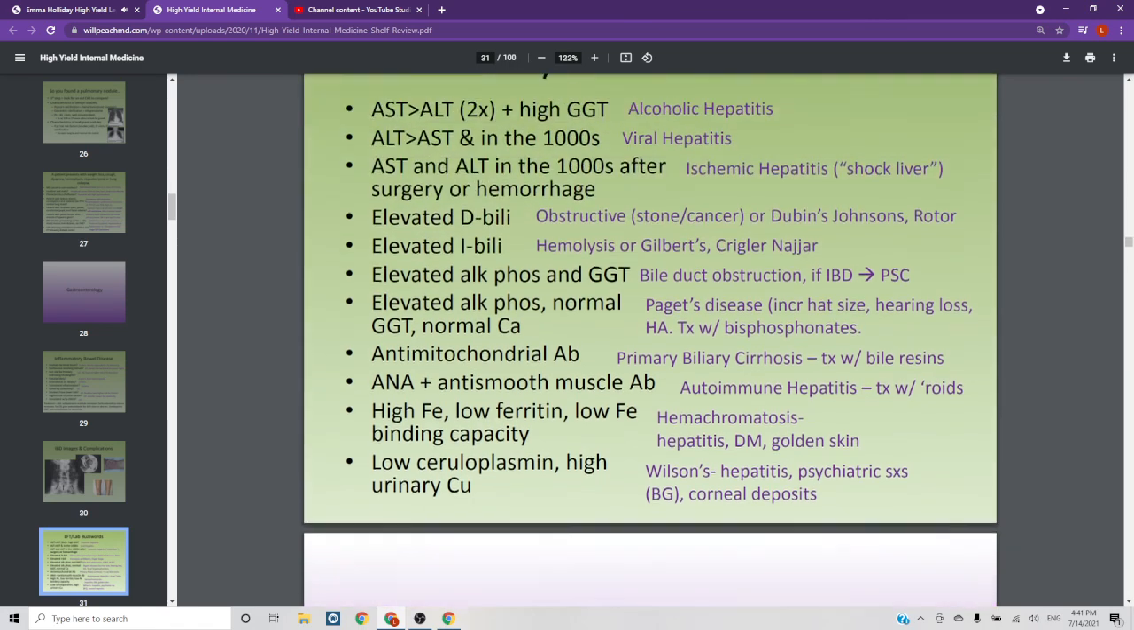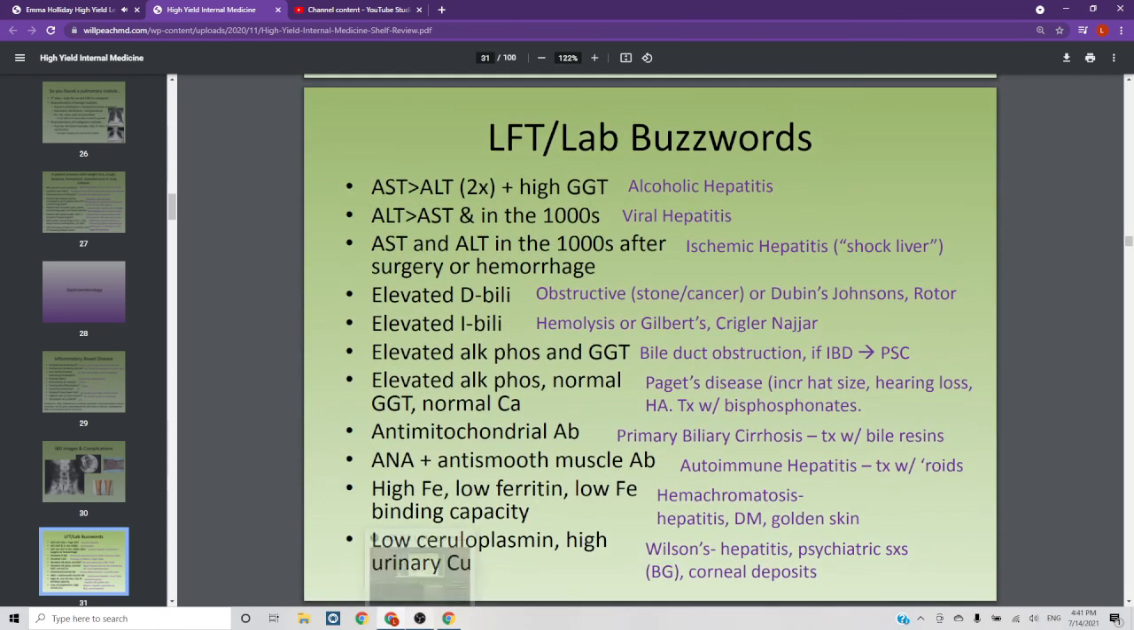All right. Most common bugs causing meningitis. Name me some.